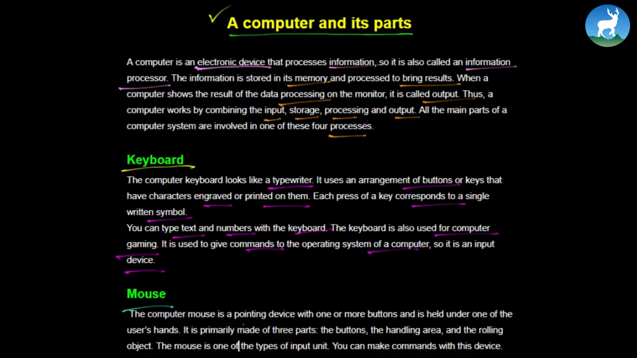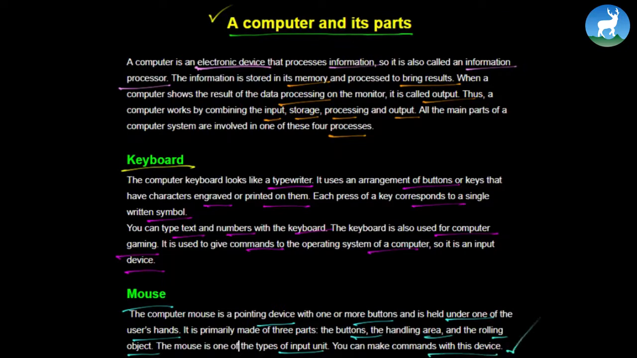Mouse. The computer mouse is a pointing device with one or more buttons and is held under one of the user's hands. It is primarily made of three parts: the buttons, the handling area, and the rolling object. The mouse is one of the types of input unit. You can make commands with the device.